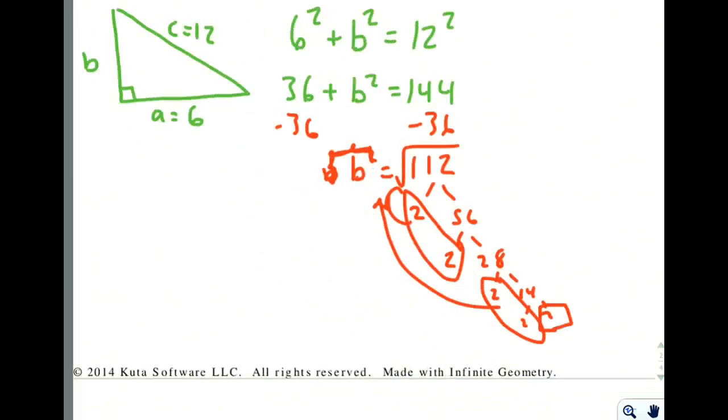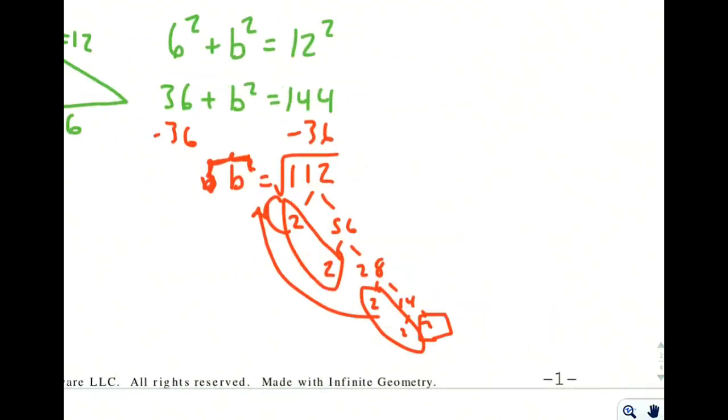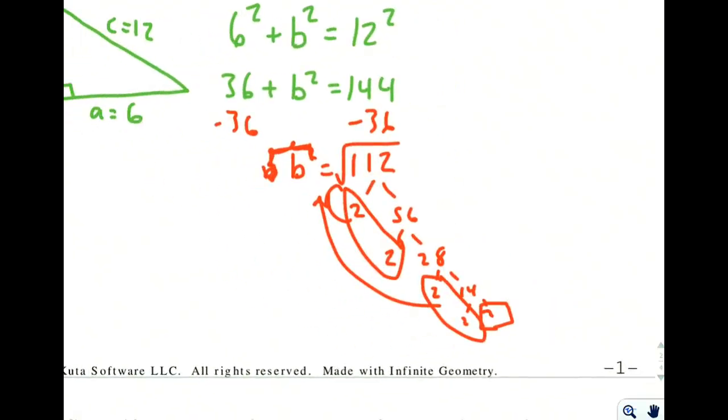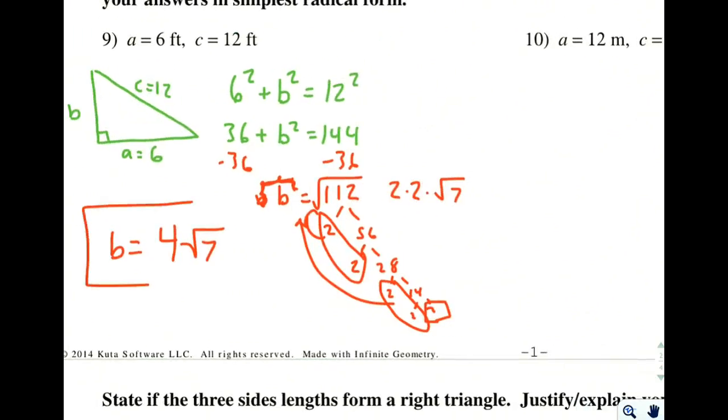So if I were to rewrite all of this, I would clean it up to 2 out front times another 2 out front times the square root of the 7 left over, which is 4 square root 7 for our b. That will be our third side. So the rest you're on your own with.